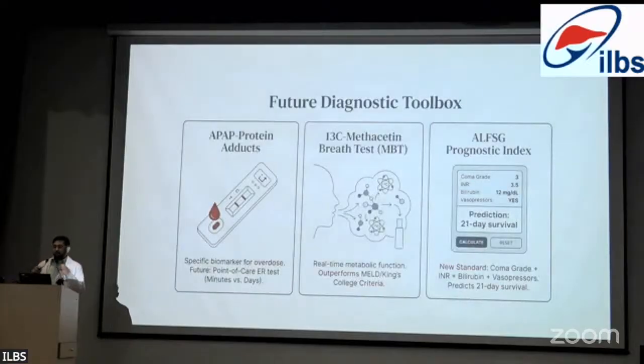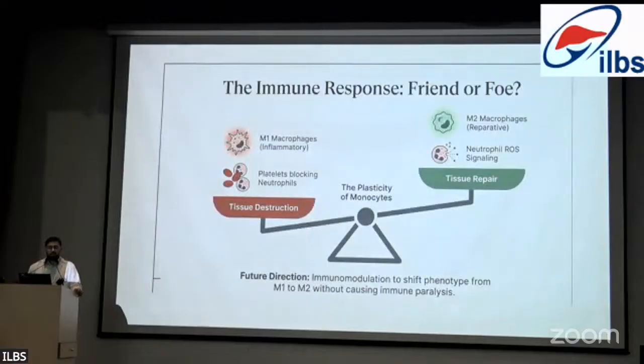So the path forward is what is happening in the future. In paracetamol poisoning, there are bedside tests; we don't have to wait for labs. King's College criteria and MELD are all static tests. The 13C methacetin breath test has been shown to reflect real-time metabolic function, but it has not been validated in all cohorts. And then there is the ALF study group prognostic index, a dynamic score which can predict 21-day survival.